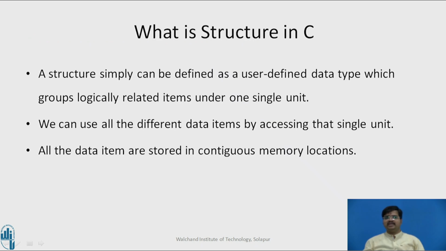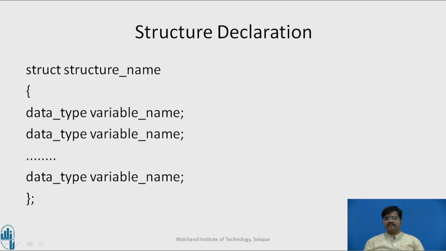So what is a structure in C? A structure can simply be defined as a user-defined data type which groups logically related items under one single unit. We can use all the different data items by accessing that single unit. All the data items are stored in contiguous memory locations.